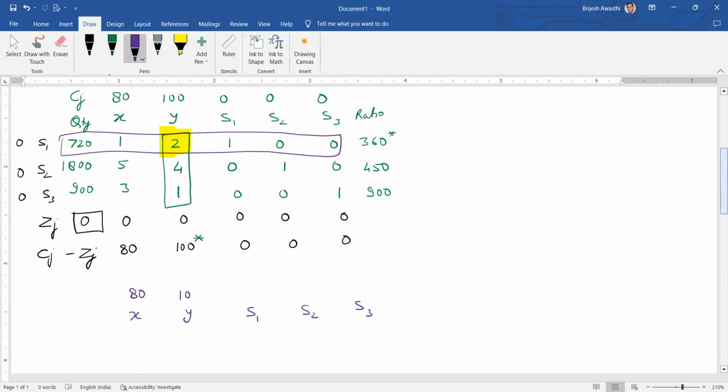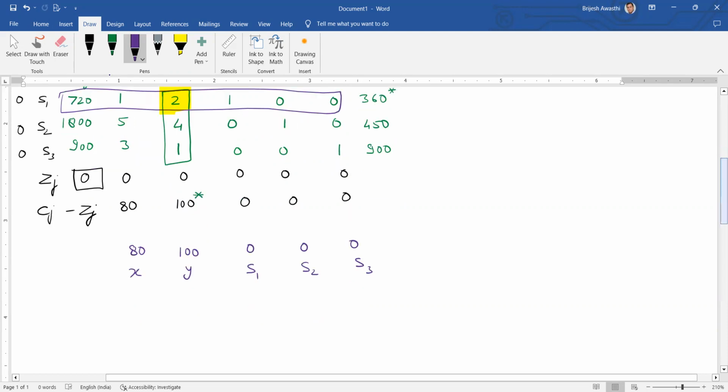80, 100, 100, 0, 0, and 0. These are the coefficients of the objective function.